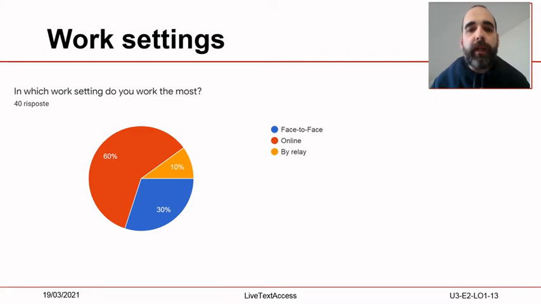The people who answered the survey could choose from among the 3 settings the LTE project takes into consideration: face-to-face, online, by relay. Once again, it was a multiple question, so they could choose one or several settings. 60% of the subtitlers who answered the survey work online, 30% work face-to-face, and only 10% work by relay.